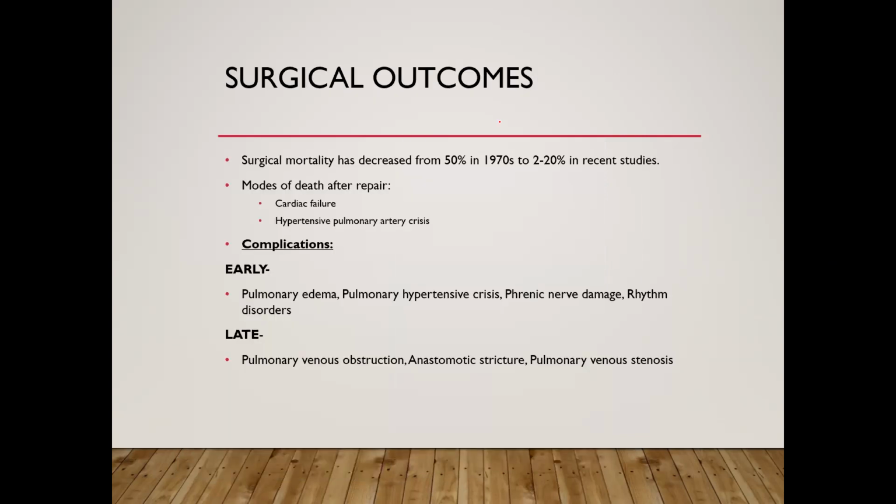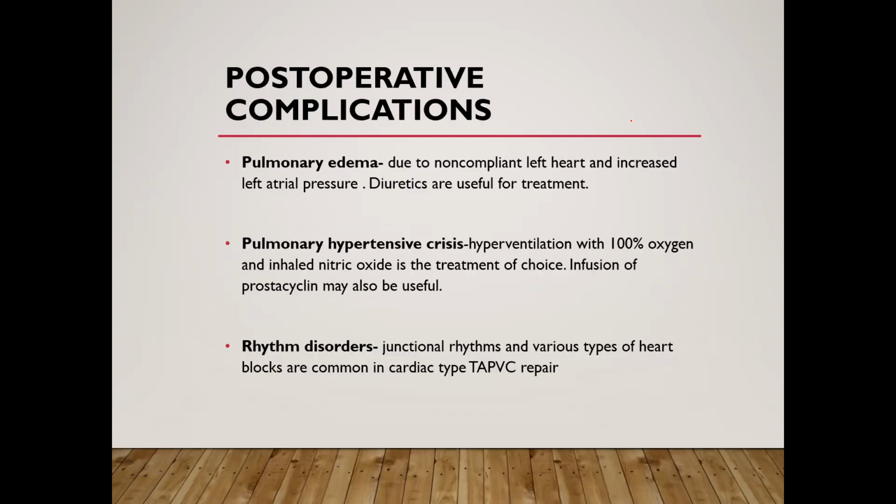Surgical outcomes: surgical mortality has decreased from 50% in the 1970s to 2 to 20% in recent studies. Modes of death after repair are cardiac failure and hypertensive pulmonary artery crisis. Complications in the early period are pulmonary edema, pulmonary hypertensive crisis, phrenic nerve damage, and rhythm disorders. Later, pulmonary venous obstruction, anastomotic strictures, and pulmonary venous stenosis.